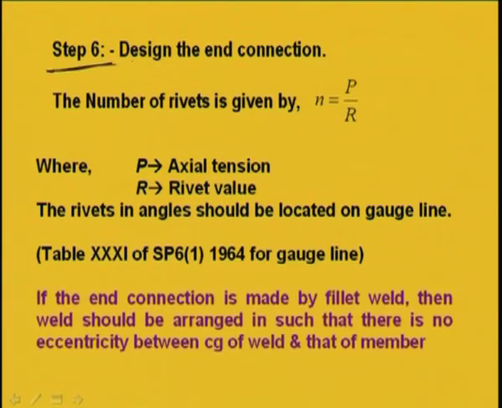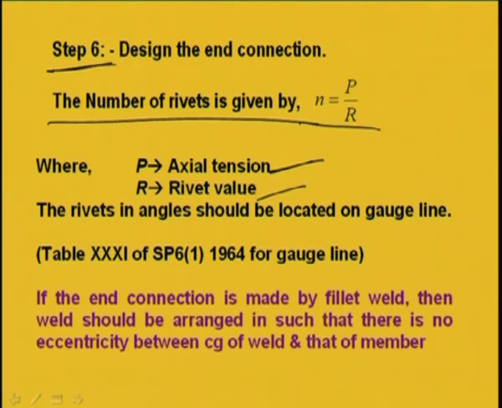So, the section whatever is required we have found. Now, what we will do? Now, we will go for the end connection. That means, connections we have to do through which the load will be passed from one member to another member. So, number of rivets can be calculated from this formula easily, that N is equal to P by R. As this is a direct tension, so simply number of rivets will be equal to P by R, where P is the axial tensile load which has been provided and R is the rivet value that can be calculated from the particular diameter of the rivet and type of rivet. So, the number of rivets can be found out.